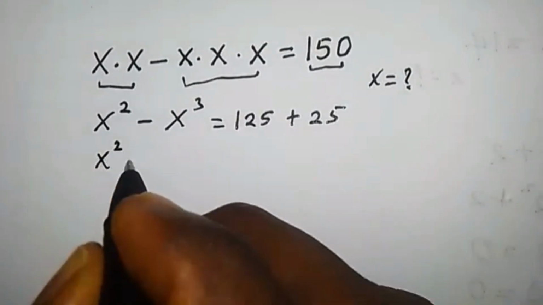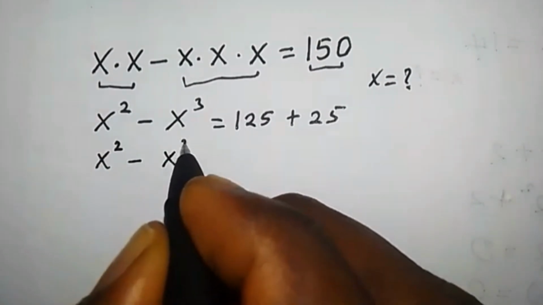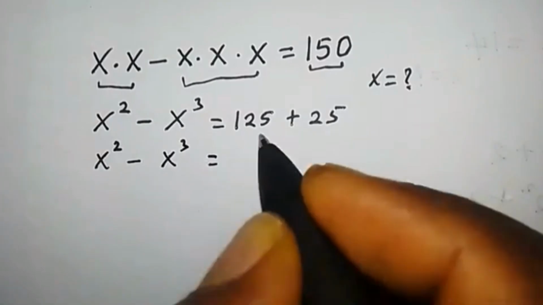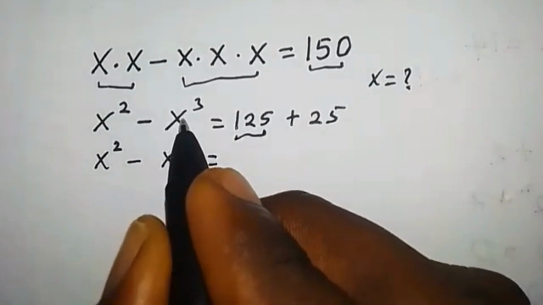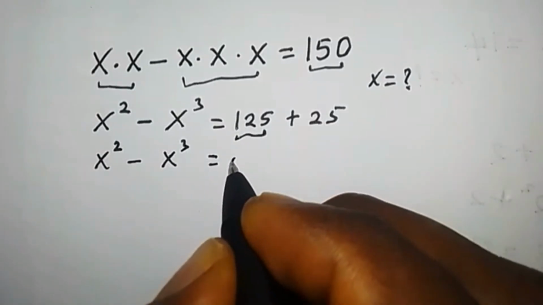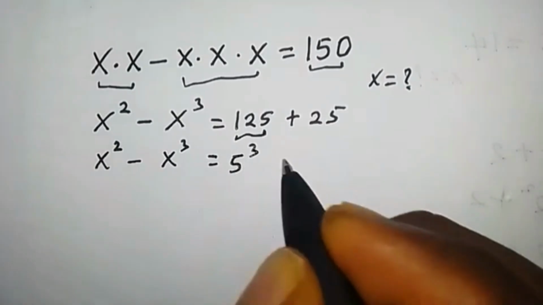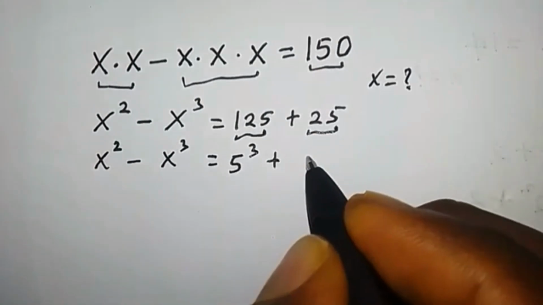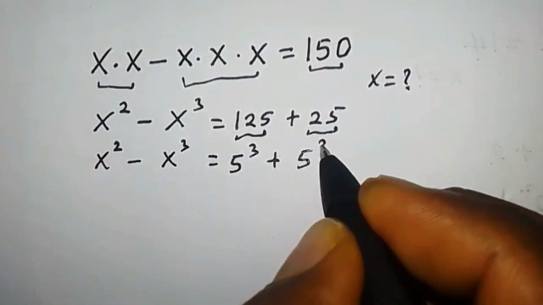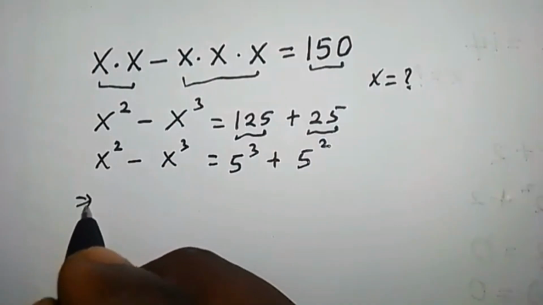x to the power of 2 minus x to the power of 3 is equal to... let us also rewrite 125 in terms of this. It could be written as 5 to the power of 3 plus, also we can rewrite 25 as 5 to the power of 2.